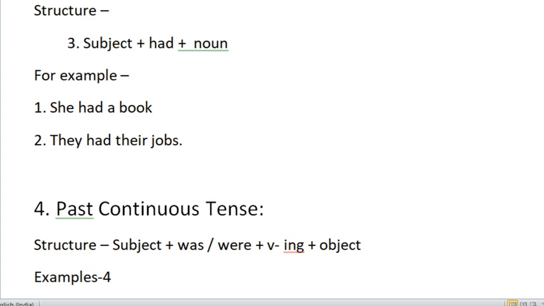Here had is playing the role of main verb, and was and were are playing the role of main verb. That's why they are called primary auxiliaries. I am again giving you a clue that they are primary auxiliaries. They play the role of main verb as well as helping verb. Now the next tense is past continuous tense.